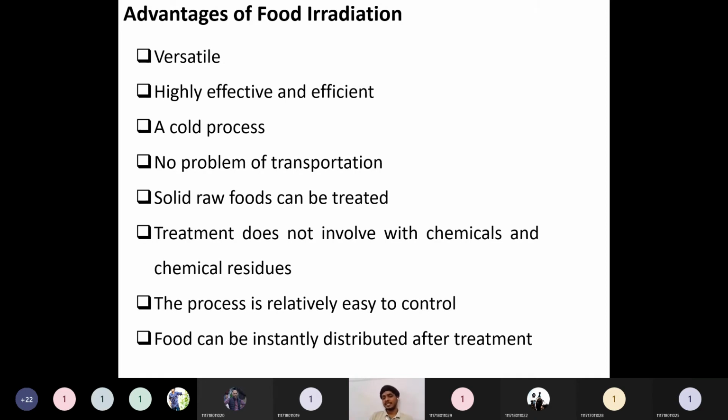Then food can be instantly distributed after treatment. So that food can instantly be sent to the end user or a customer or a consumer. That's the advantage of this process. There are no chemical residues or anything.